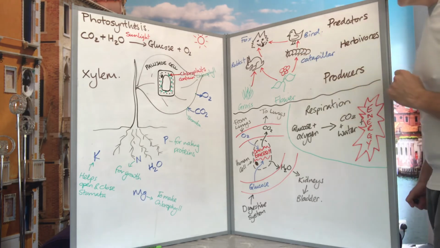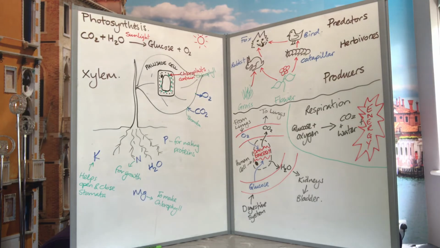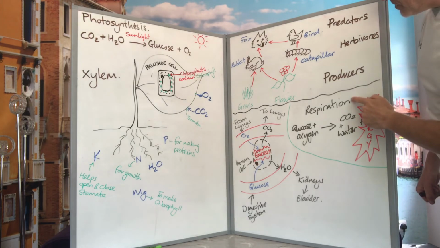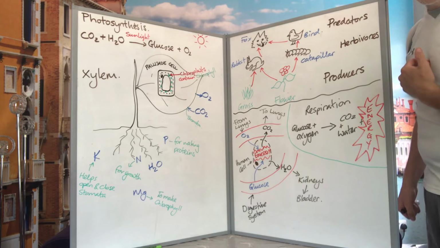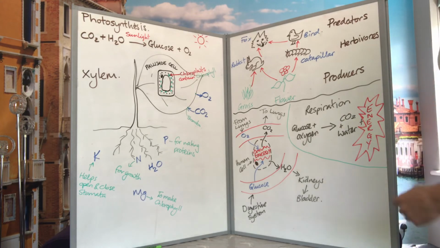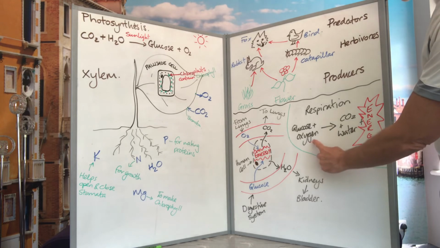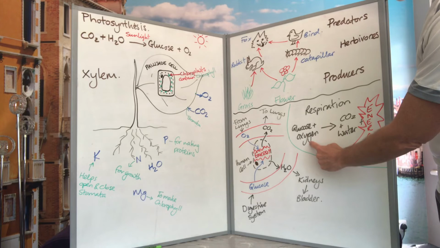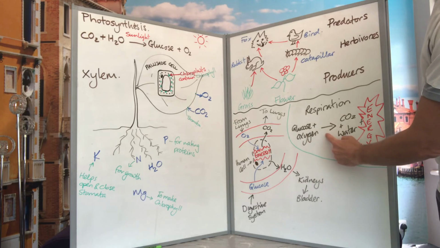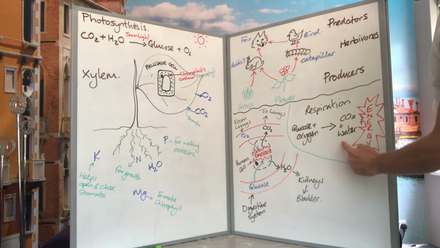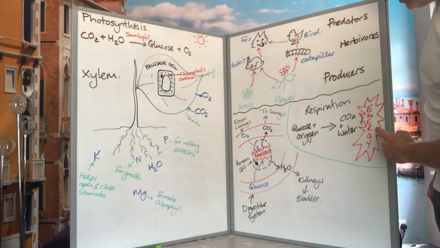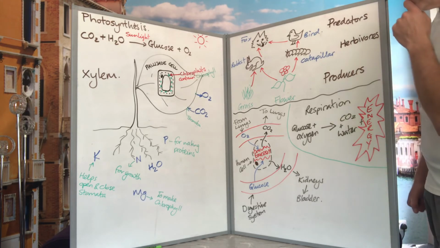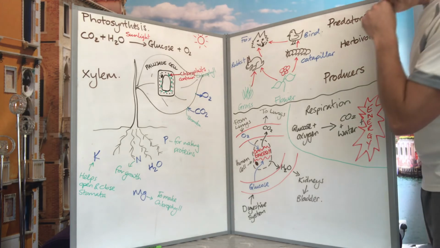Okay. And finally, we're looking at respiration. So respiration is how we and other animals and plants make energy. And this process is fairly simple. It's the opposite of photosynthesis, where we take glucose and oxygen, we react them together inside our cells, and it produces carbon dioxide and water, which are waste products, and energy that we need to live and survive.